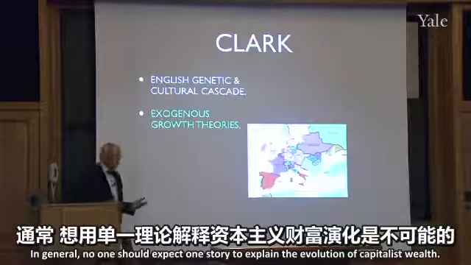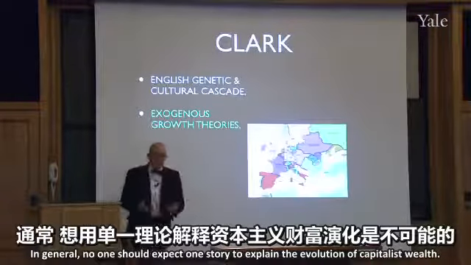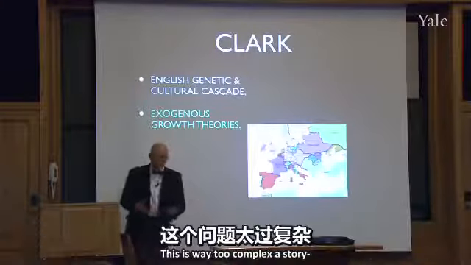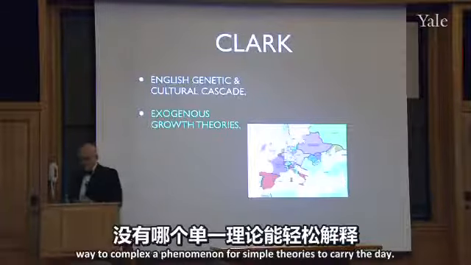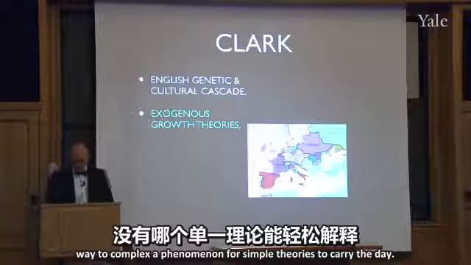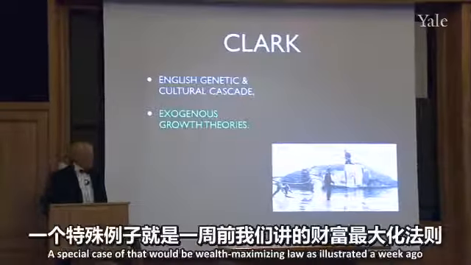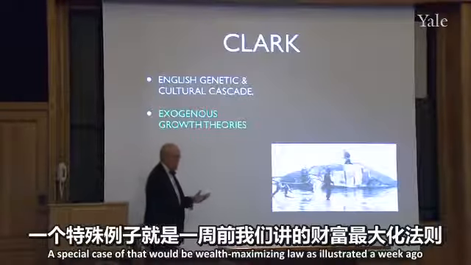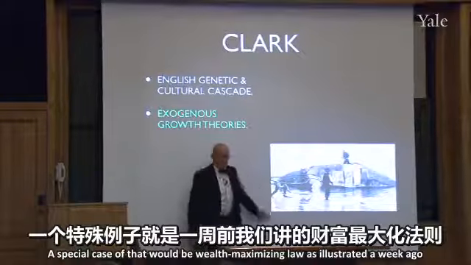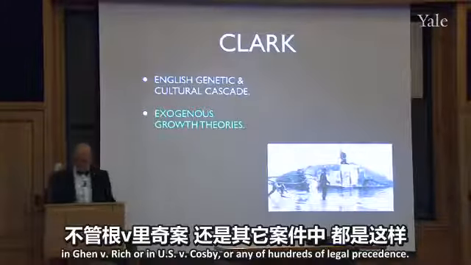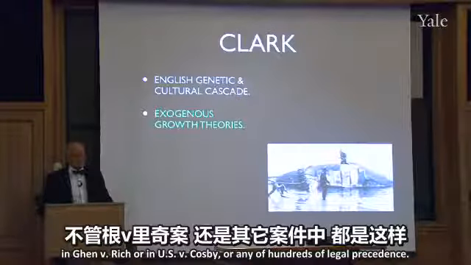And in general, no one should expect one story to explain the evolution of capitalist wealth. This is way too complex a story, way too complex a phenomenon for simple theories to carry the day. A special case of that would be wealth maximizing law, as illustrated a week ago in Genn versus Rich, or in US versus Cosby, or any of hundreds of legal precedents.